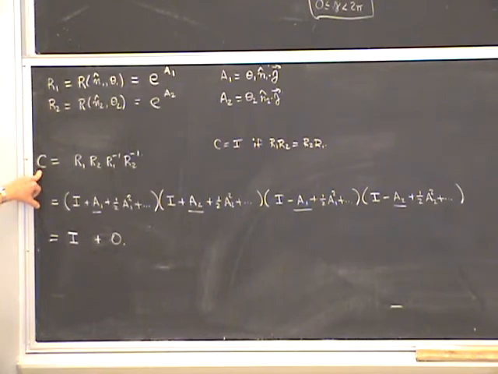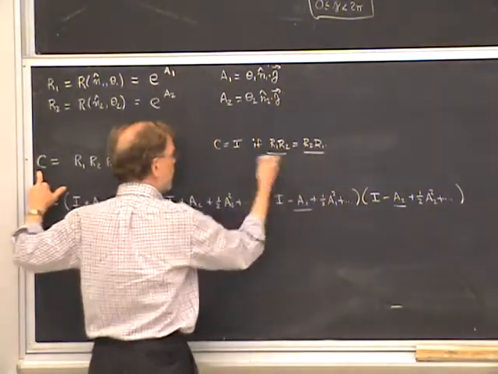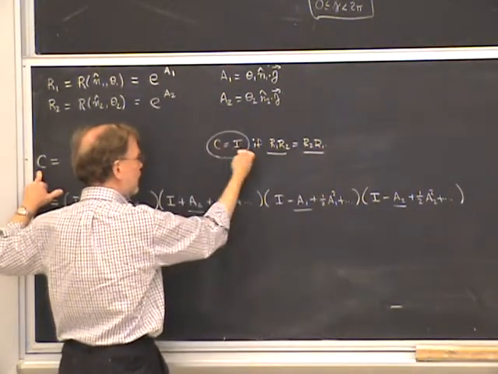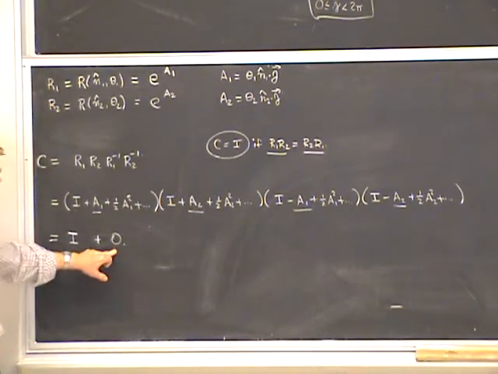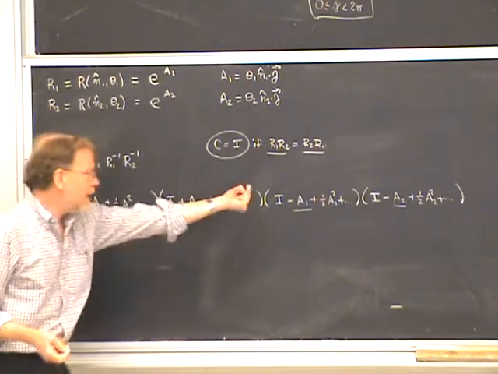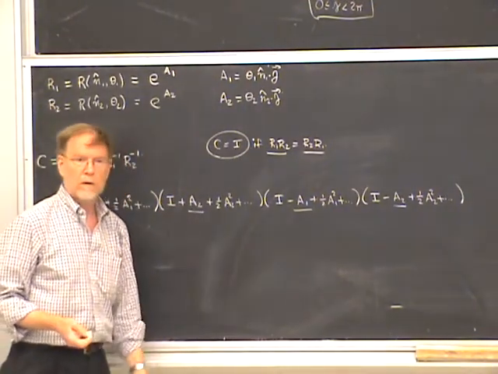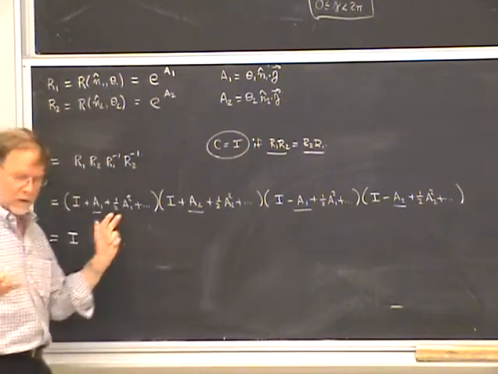If you want to get the next correction, in other words, if you're interested in how these two matrices don't commute with each other, you've got to see how it is that C differs from the identity. And if you want to do that, you have to go to second order. That's why I expanded these series here to second order. So now we go through and collect up all the second order terms. There's some algebra in that. There's six second order terms. I'll let you do it.